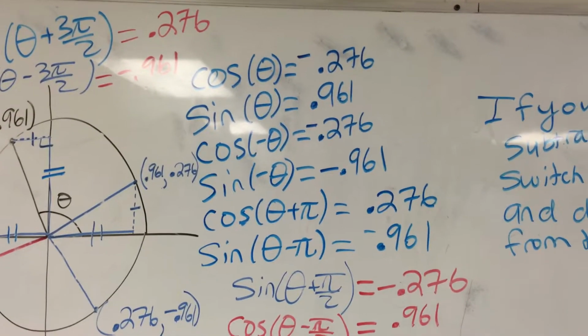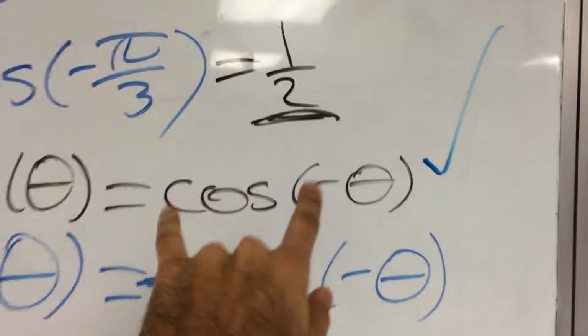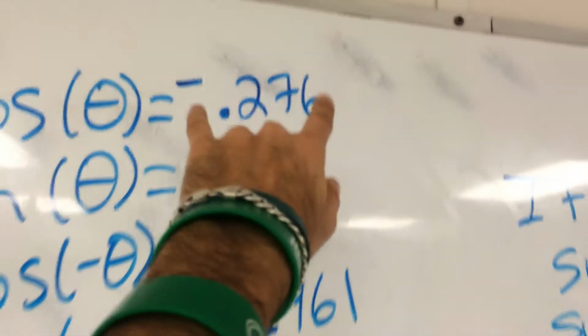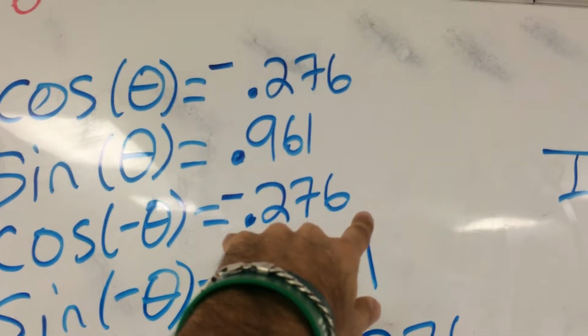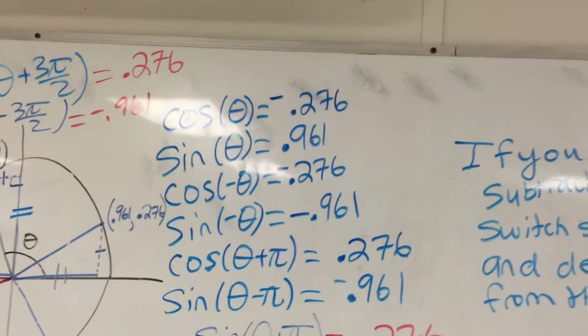Then they ask us to find cosine of negative theta. Now remember, cosine of negative theta equals cosine of positive theta. So we already found that the cosine of positive theta was negative 0.276. So the cosine of negative theta must also be negative 0.276.